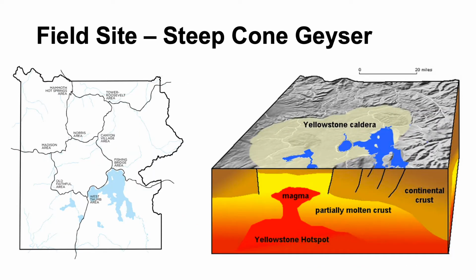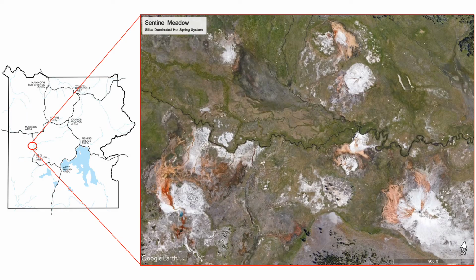A great place to study silicification is Yellowstone National Park, which, due to the Yellowstone hotspot, has a plethora of silicifying hot springs. One such hot spring group is the Sentinel Meadow group, shown here. Each white spot on the satellite image represents a silicifying hot spring. Here, water supersaturated with silica rises to the surface where the water is cool and silica precipitates.